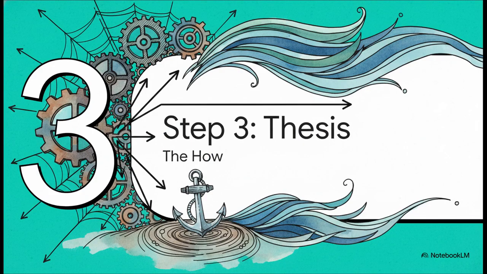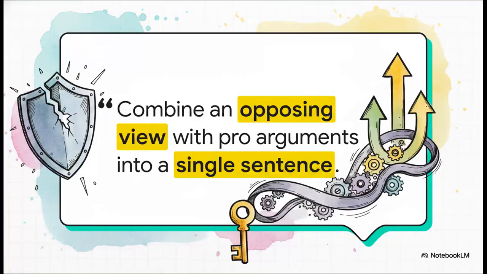And that brings us to step three, forging a strong thesis. This is the how. This right here is the definitive stance your entire essay is going to defend. Now, the Unit 10 text gives us this highly specific, almost foolproof formula for crafting an undeniable, structurally sound thesis statement. And the secret is to combine an opposing view with your own pro-arguments, all packed into a single sentence. It's a real game changer, because by acknowledging the opposing view right up front, you're showing you grasp the full complexity of the issue. That instantly makes your actual argument look so much more thoughtfully considered.